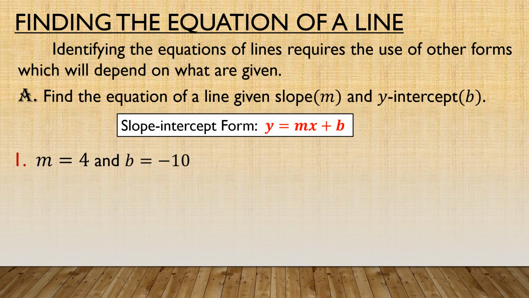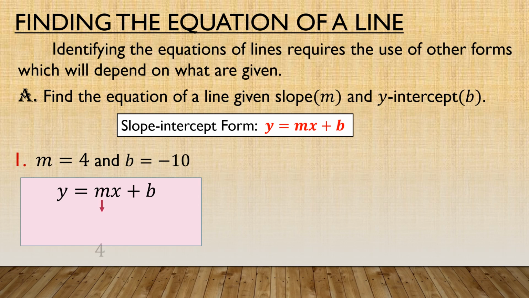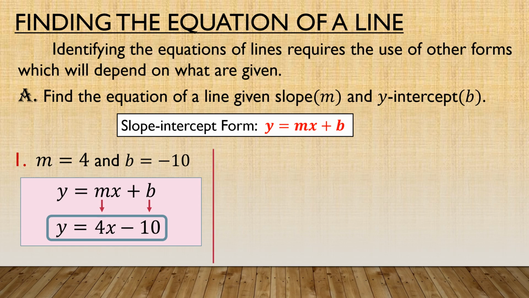Okay, example number 1. The slope is 4 and the y-intercept is negative 10. Okay, so let's use that form, y equals mx plus b. So meron na tayong value ng m, which is 4. Isa-substitute lang natin. And meron ding value ng b, which is negative 10. So, ang kulang na lang, yung y equals, at saka yung x doon. So, therefore, it is now y equals 4x minus 10. I think it's already an equation. Therefore, it is our answer. So, ganun lang po siya kasimple. Substitute lang yung m, at saka yung b doon sa y equals mx plus b.